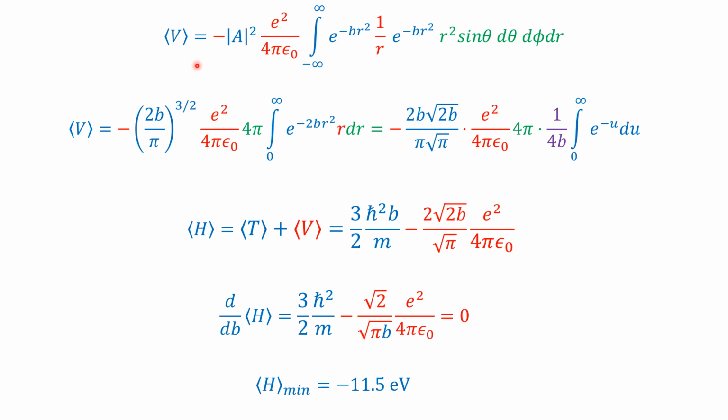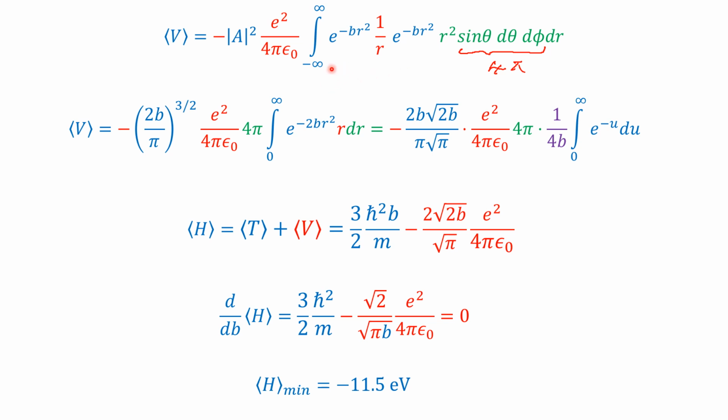Now we can find the expectation value of the potential energy. For the hydrogen atom, the potential energy is minus e squared over 4 pi epsilon naught times 1 over r, which I have given in the red color band. And r is a variable, which I brought inside the bracket. Now, as usual, if you integrate sine theta d theta d phi, you will get 4 pi. So I have taken 4 pi outside.